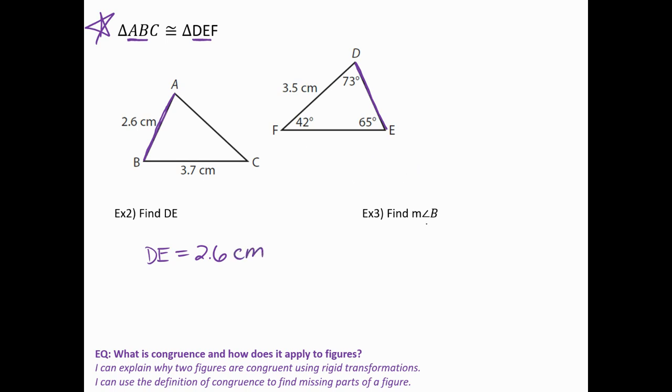In the same way, for example 3, I'm going to find the measure of angle B. Angle B is in the middle, and so it's going to match up with angle E. Angle E on my original figure is over here at 65 degrees, which means that the measure of angle B would also have to be 65 degrees. And that's it.